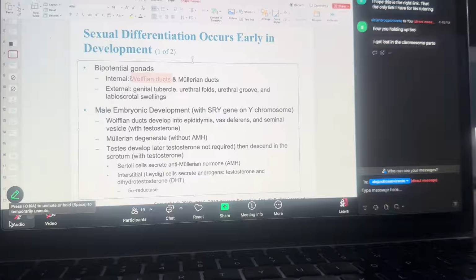Now, if the fetus is a female, it's going to degrade the structures that are for males and promote the growth of the Mullerian ducts. Which of these ducts survives depends on whether you have an X or a Y chromosome. And now let's talk about the case of the variants.